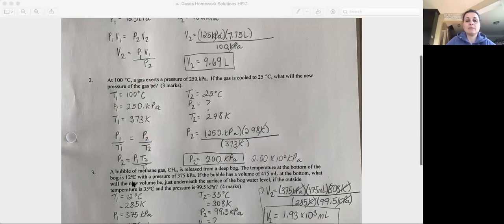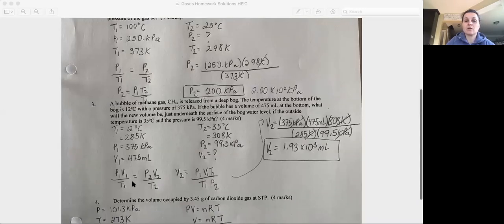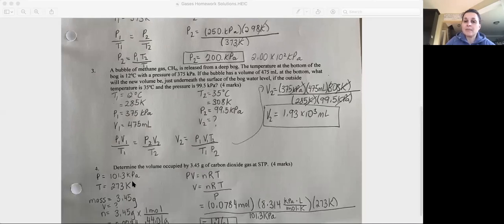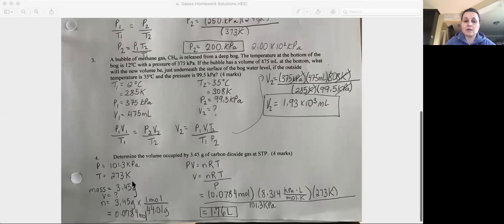Now I have a bubble of methane gas, CH4, is released from a deep bog. The temperature at the bottom of the bog is 12 degrees Celsius with a pressure of 375 kPa. If the bubble has a volume of 475 milliliters at the bottom, what will its new volume be just underneath the surface of the bog water level if the outside temperature is 35 degrees Celsius and the pressure is 99.5 kPa? All right, so in this question, I'm given an initial temperature of 12 degrees Celsius.